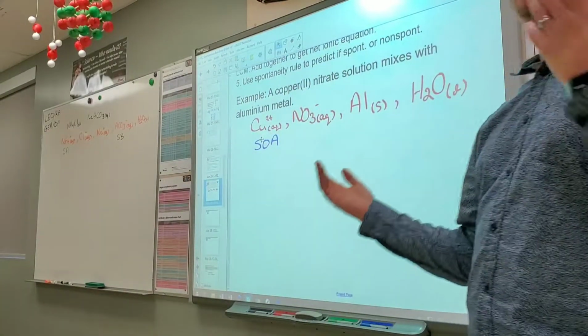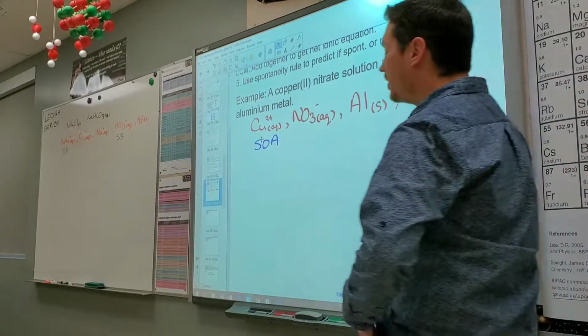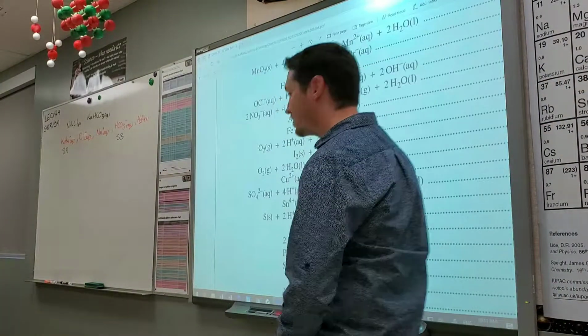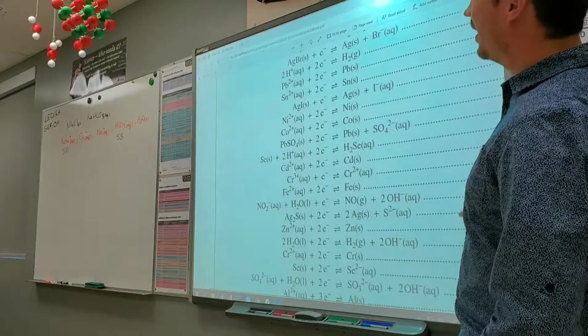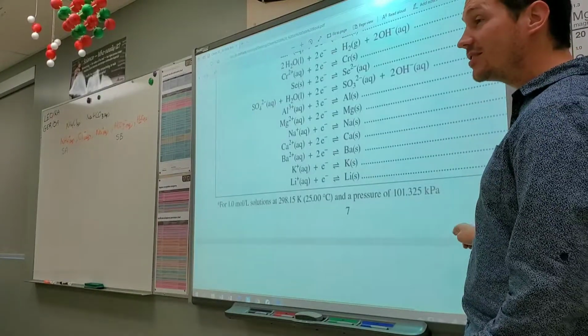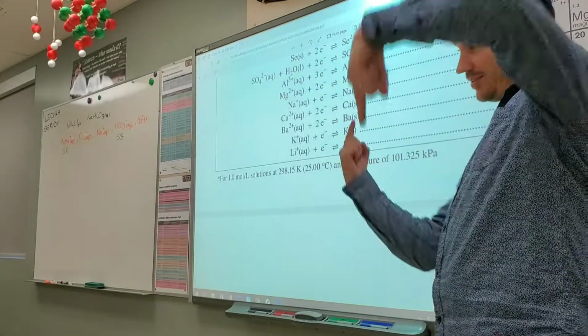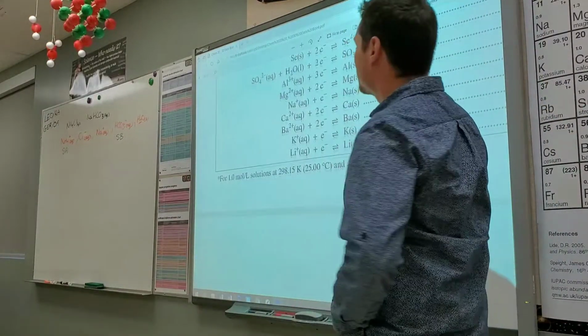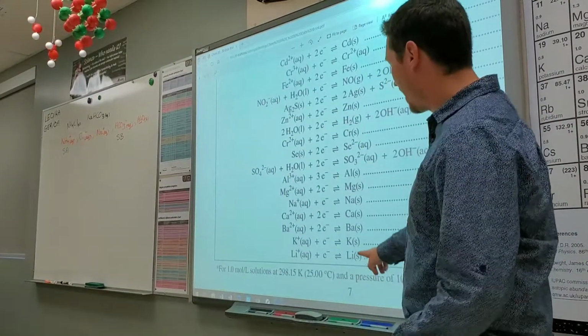Now let's identify our strongest reducing agent. Where do we find the strongest reducing agent? The bottom on the other side. Do you see how it's very similar to your acid-base table, coming from the opposite side? Okay. Stop me when you see something that we have.